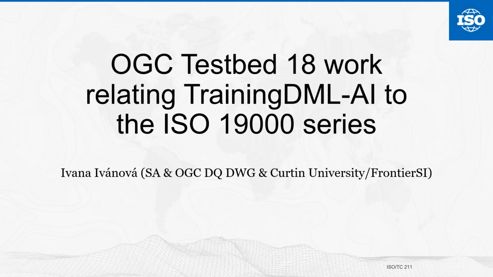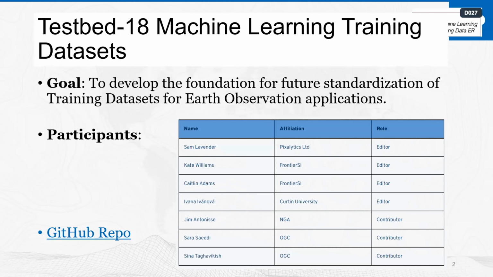So let me introduce myself. This week I represent Standards Australia, but I'm also wearing all sorts of different hats. I'm the data quality domain working group co-chair at the OGC, and my primary affiliation is Curtin University, but I'm in zero capacity on the call affiliated with Frontier SI, one of the key partners in testbed 18 COSI initiative, as it's called now. So what was this about?